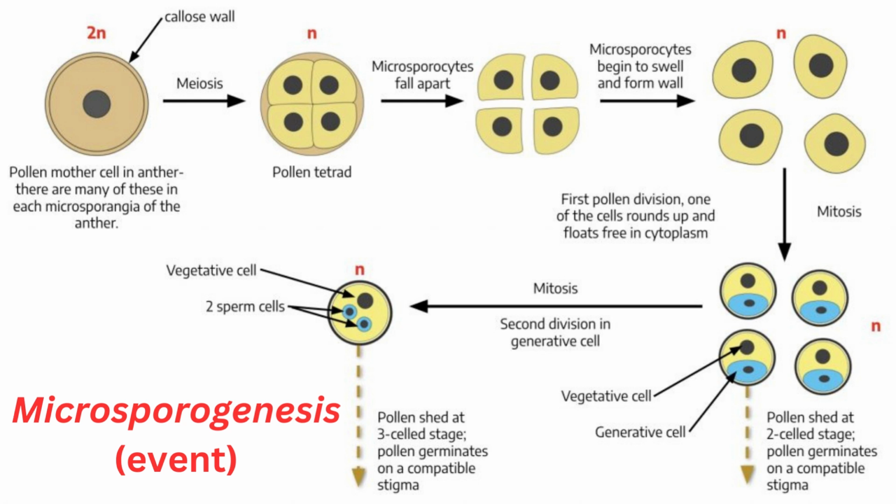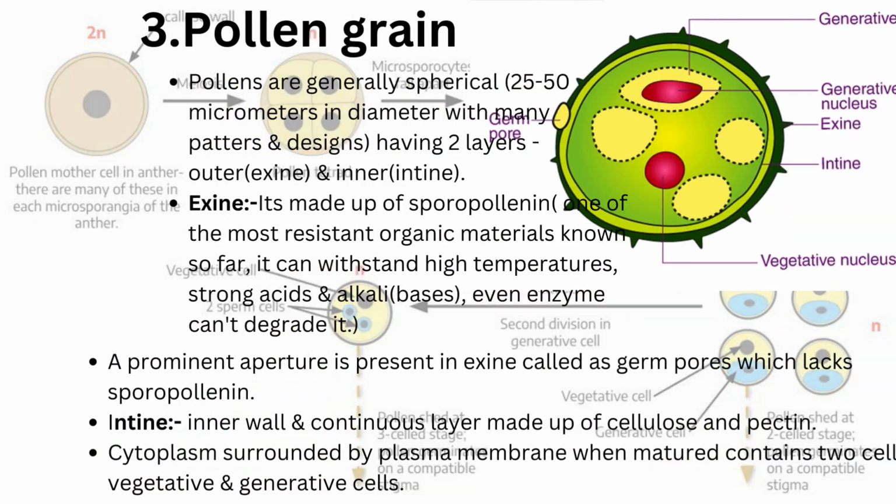Mitosis division causes 4 to 8 cells, and the 4 cells are floating in the cytoplasm, as you can see in the diagram. Now 60% of angiosperms go through this process, and after first pollen division they shed their pollen grains, and the remaining go through a second mitosis division in the generative cell, which forms one vegetative cell and 2 sperm cells, hence a 3 cell stage. Matlab 3 cells at the last honge aur iske baad wahan pe shedding ho jayegi. Ye thi hamari microsporogenesis event aur process.